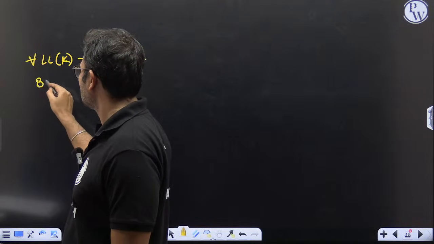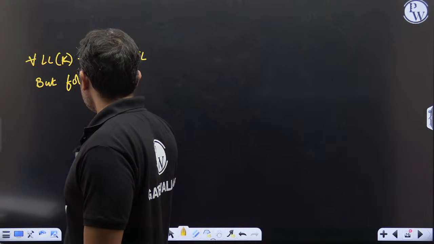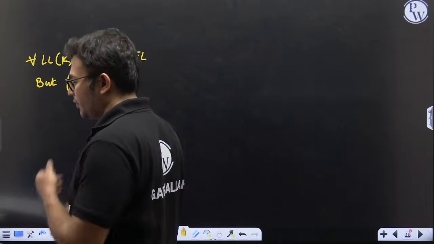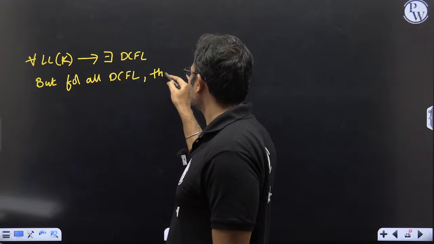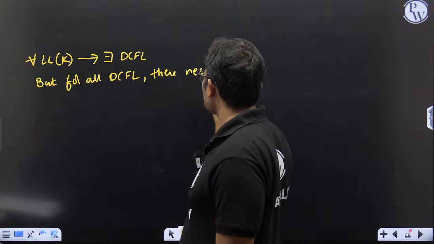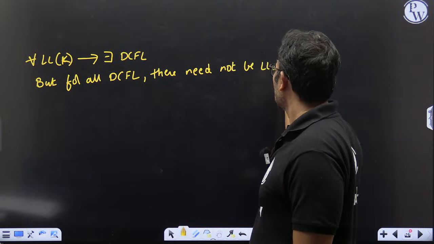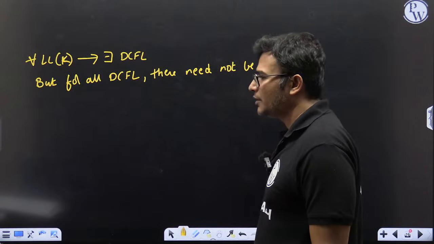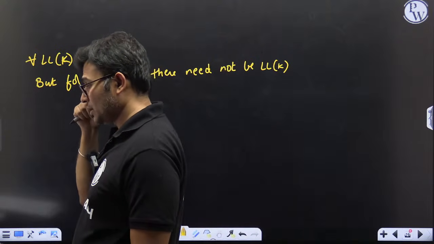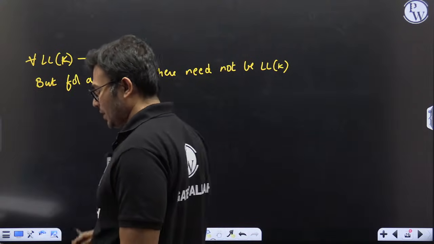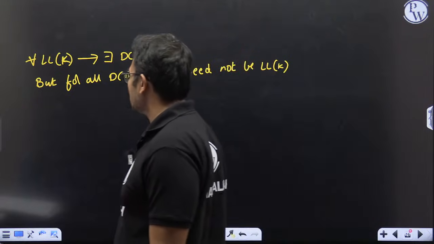But for all DCFL, there need not be LLK. For all DCFL, there need not be LLK, right?